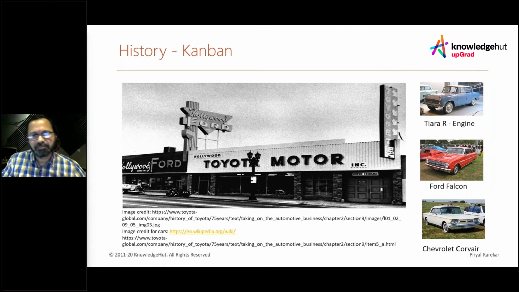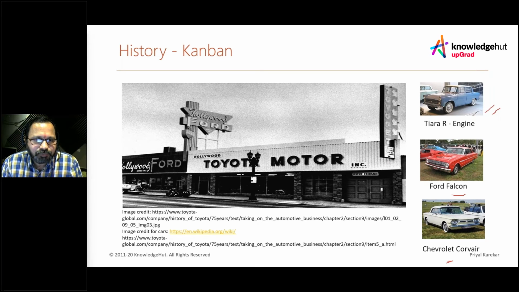Back in the 1940s, after World War II, the US car manufacturing companies, General Motors and Ford, had mastered the art of production lines and were producing cars in lots. There are two examples which I have taken, the Ford Falcon and the Chevrolet Corvair, this from General Motors and this from Ford. And this is your Toyota Tayara engine. Toyota at that time was making a loss. The Japanese car industry was stagnated and Toyota was not able to compete with the American car manufacturers.